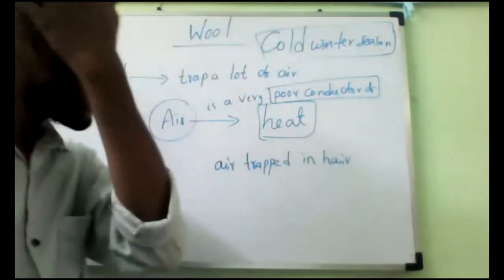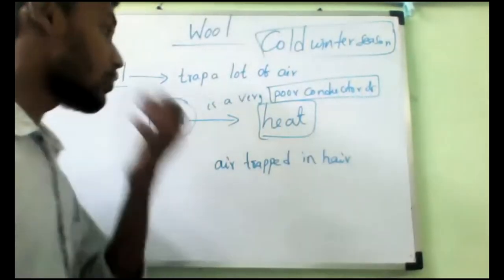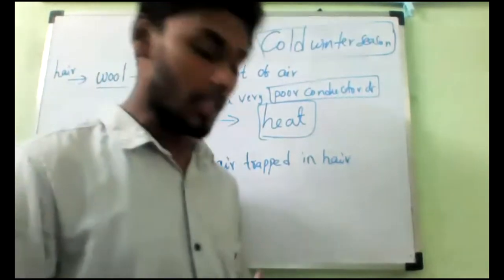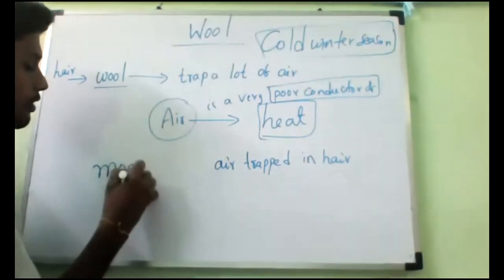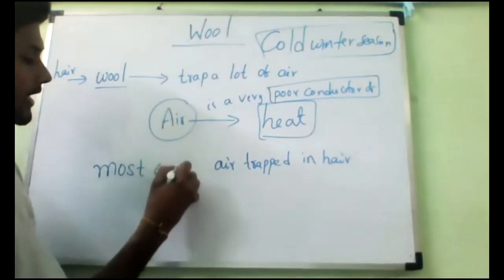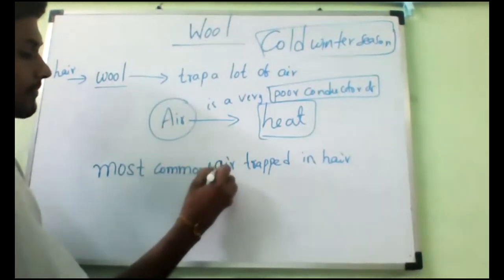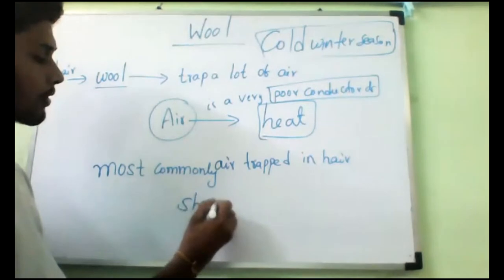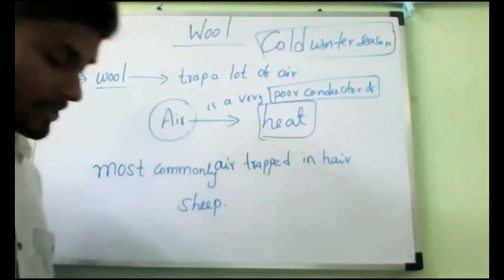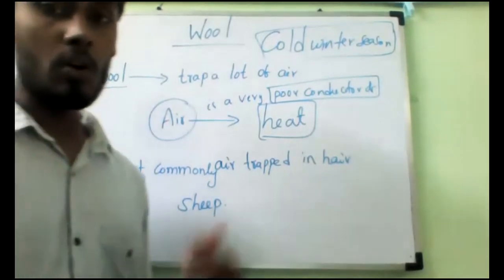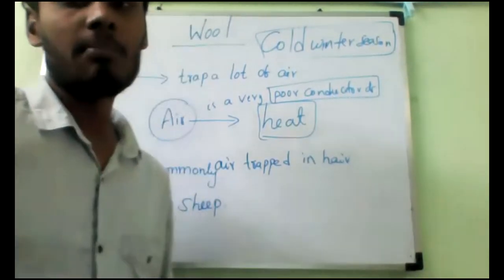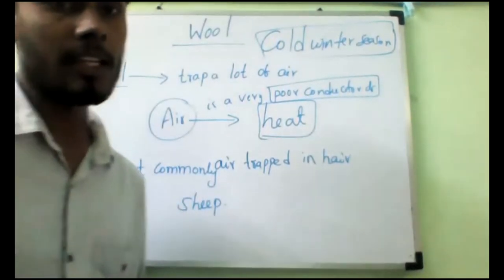Now, coming to wool, where are we getting it? Most commonly, we obtain this hair from sheep only. This is the major animal that supplies wool to humans. So sheep are reared in many parts of India for getting wool.